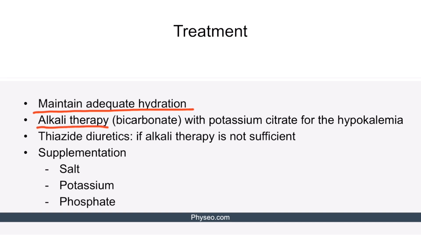Alkali therapy with bicarbonate can also be given to combat acidosis. Potassium citrate can be given for hypokalemia. Also, thiazide diuretics can be added if alkali therapy is not sufficient because thiazides increase hydrogen loss in the urine. For patients with Fanconi syndrome, supplementation with salt, potassium, and phosphate can also be added if required.